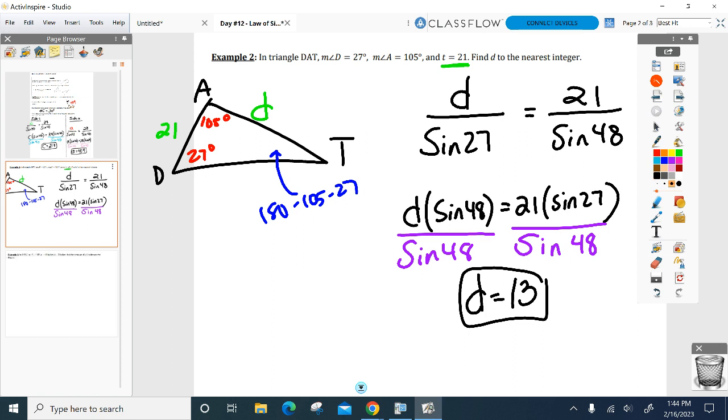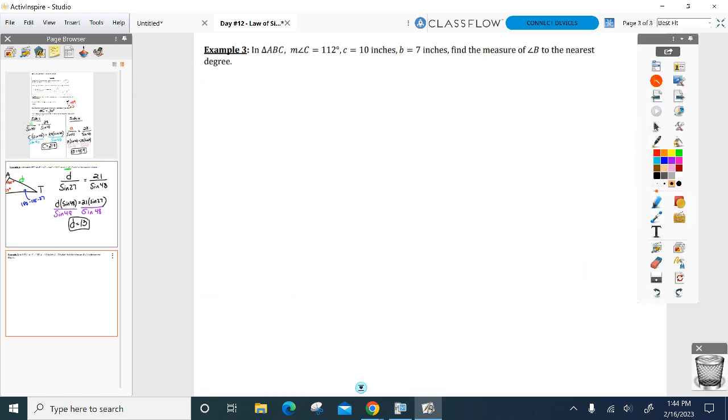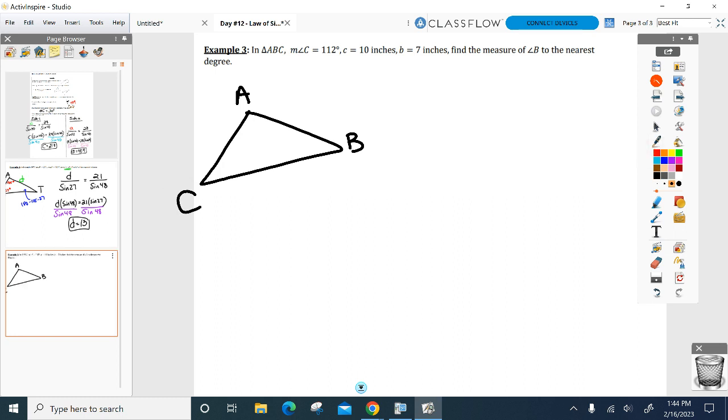All right, so I think we're decent at finding a side. Can I use law of sines to find an angle? Darn right. Let's see what we have here now. Just triangle ABC. Nothing fancy there. No, C is 10. Everyone look across. The side opposite C is 10. Side opposite B is 7. Great job. Everyone help me find angle B now.